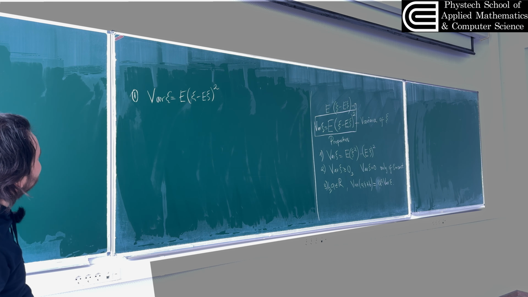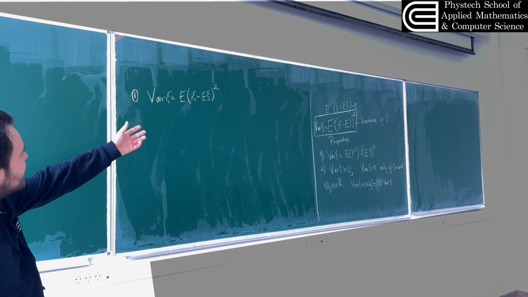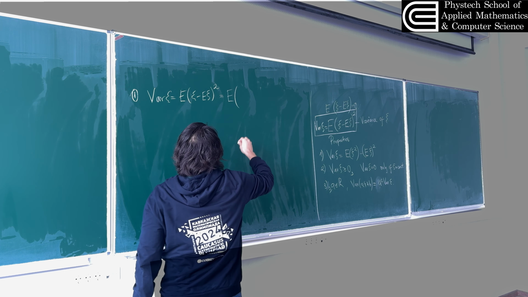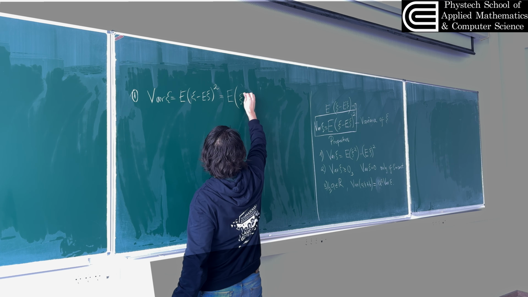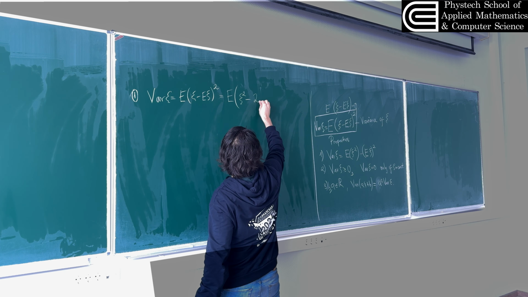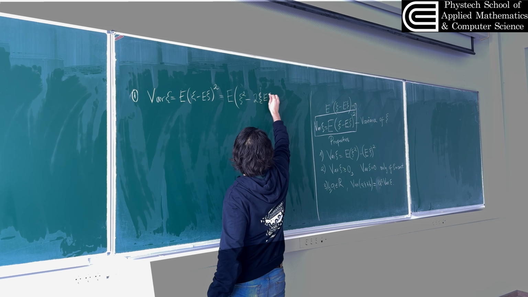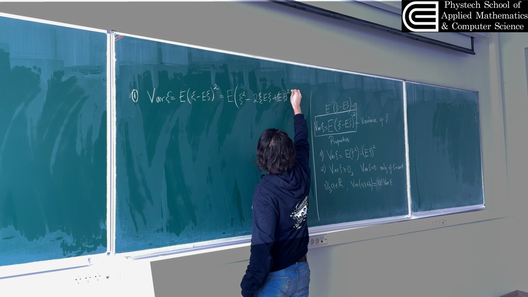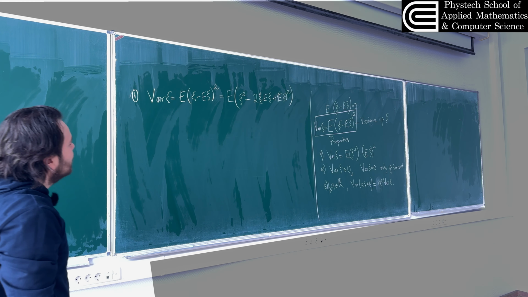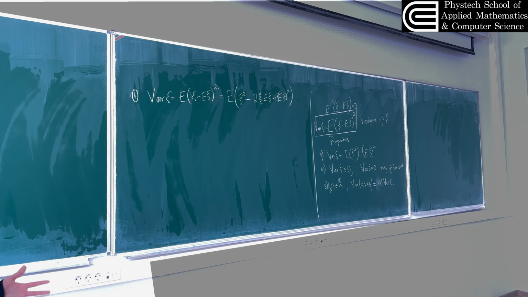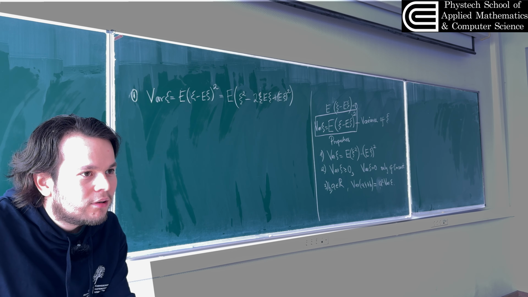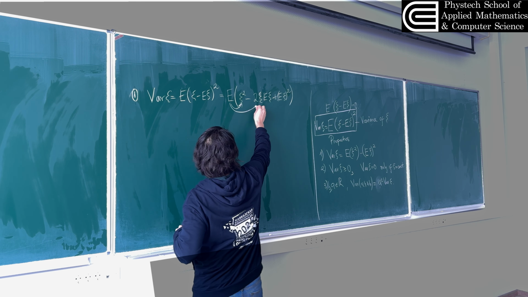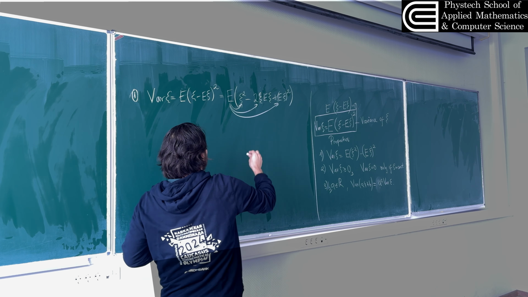Okay, so next we can do what? So we have this square, so let's just open this square somehow. So we have the expected value of xi squared minus 2 times xi by the expected value of xi plus the expected value of xi squared. And then what can we do now? Linearity, right? So by linearity, we can apply this expected value to all the summands.